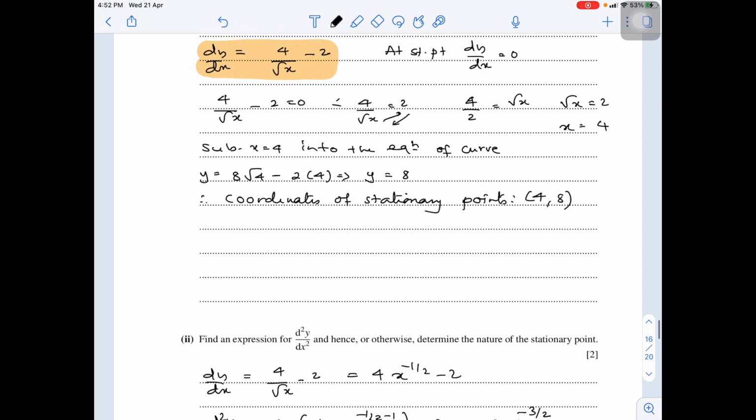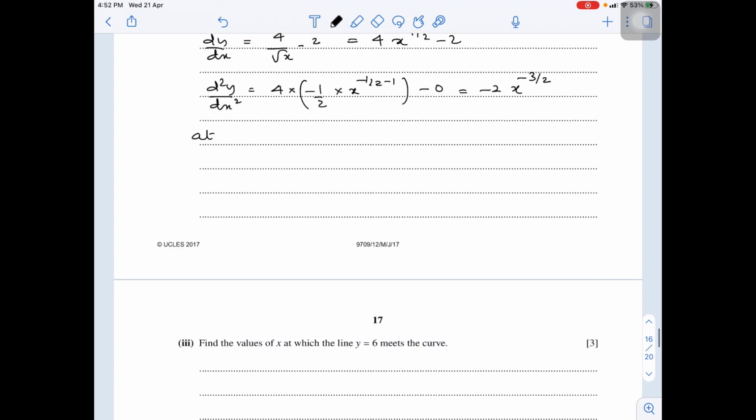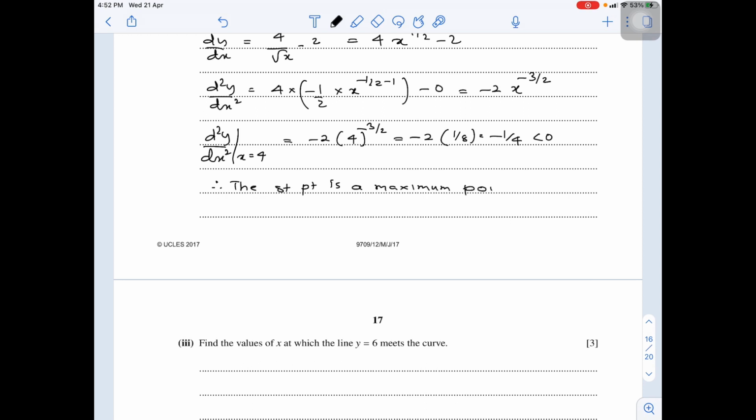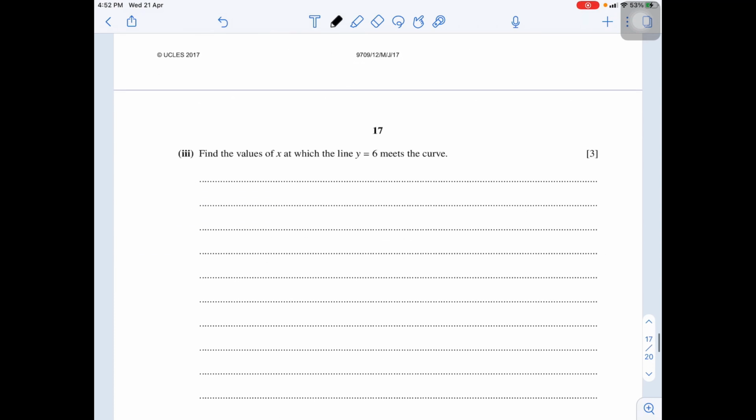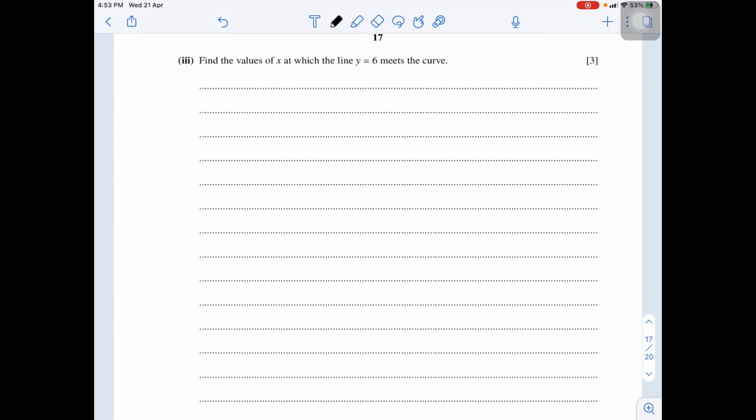Now to determine the nature of the stationary point, we have x equals 4. I can use that value. d squared y over dx squared at x equals 4 is negative 2 times 4 to the power negative 3 over 2, which is negative 2 times 1 over 8. Negative quarter, which is less than 0. Therefore, the stationary point is a maximum point.